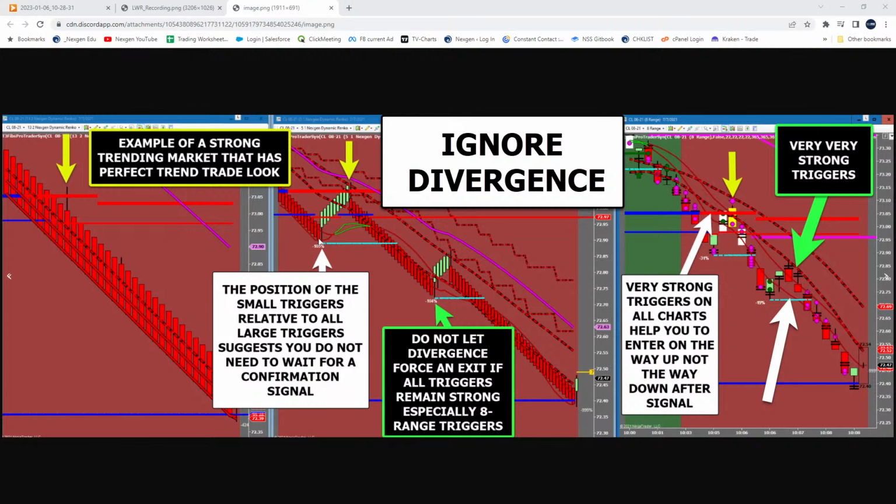Well, you know, location. How's this? So the position, you can see this picture, right? So the small trigger location relative to the large trigger and the entry area, it's so far below, this divergence doesn't really mean anything. It's like it didn't even happen.